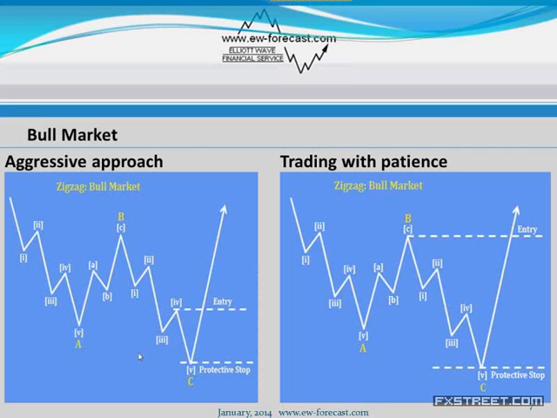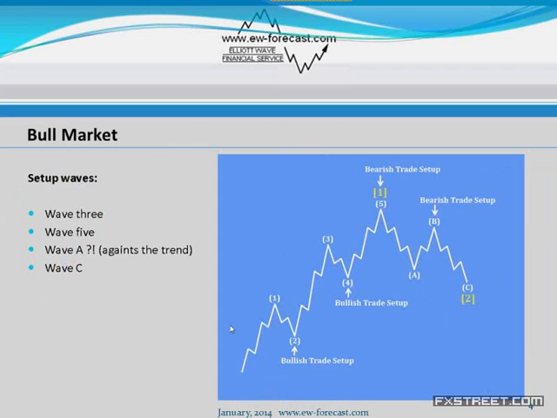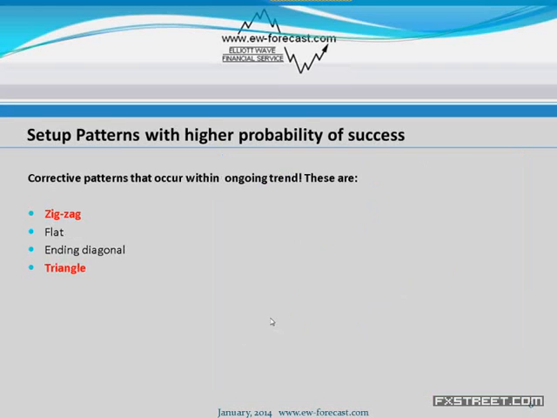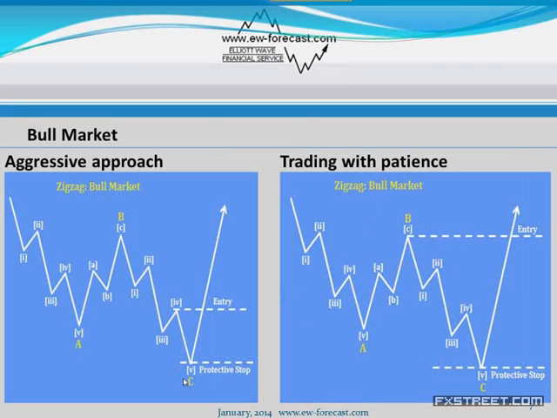Zigzags. As you know, every simple zigzag has 5 waves down in A, correction B, and 5 waves down in C. For example, if you are here in this pullback and you would like to climb with the trend on a larger degree, and trade on the bull side, your entry will be above wave 4 of the zigzag, and your protective stop will be below C.